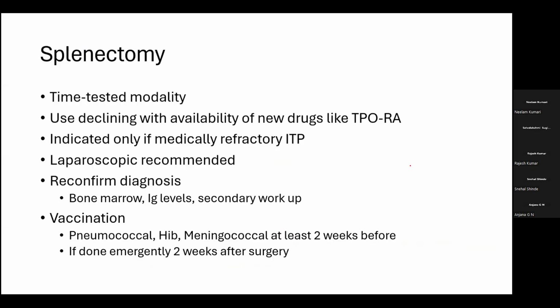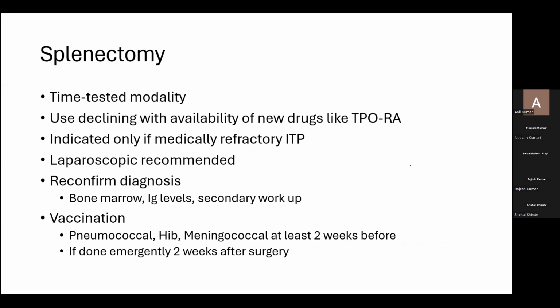Finally, I'm coming to my last few slides. Splenectomy is a time-tested modality. People have always used it when ITP is difficult to manage, but now we are doing it less and less because of the availability of L-Thrombopag and Romiplostim. Whenever we do, we have to do it laparoscopically. It's always good to make double sure that it is ITP and you're not missing some other diagnosis by doing other workup.